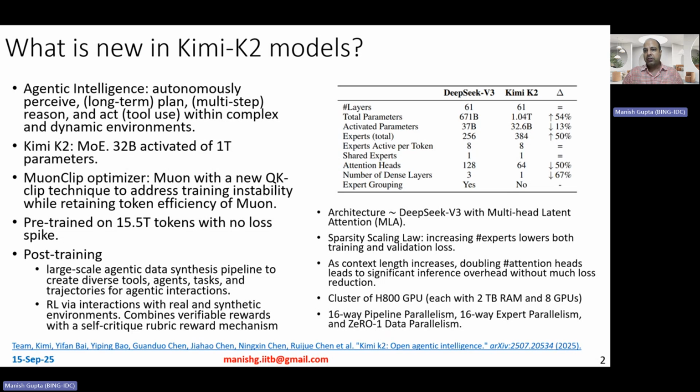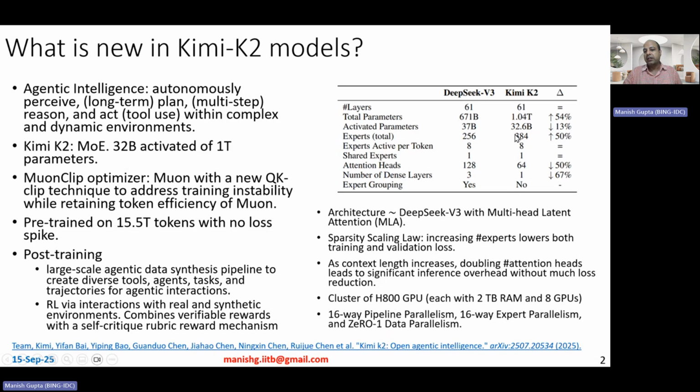So the model architecture is more or less the same as DeepSeek V3. It also has 61 layers like DeepSeek V3, but the total number of parameters is more than DeepSeek V3, 1.04 trillion, as I mentioned. However, the activated parameters are fewer, 32.6 billion parameters. The number of experts has been increased by 50%, so there are 384 experts.